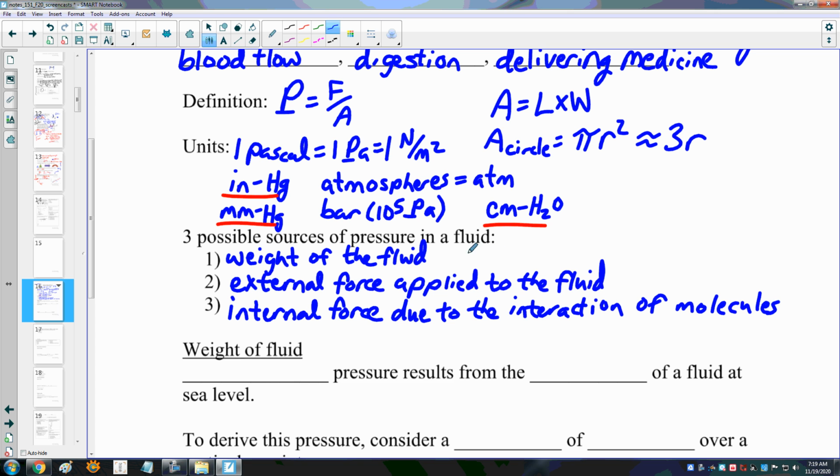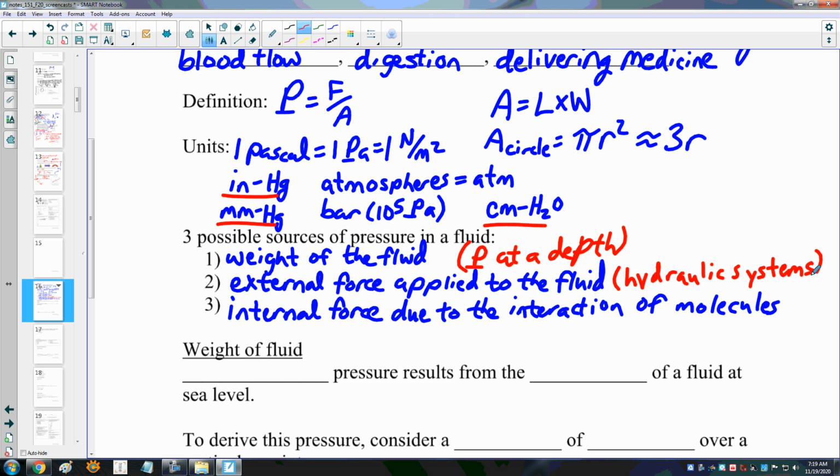Okay, so the weight of the fluid, we'll get into more detail for each of these, but this is like the pressure at a depth. So like a submarine going below the surface of the water experiences great pressure, and that's simply due to the weight of the fluid. Also, the atmospheric pressure is due to the weight of the atmosphere bearing down upon you. We'll see that external force applied to the fluid. A great example of this is our hydraulic systems. And we'll see what principle is applied to that and how that operates.